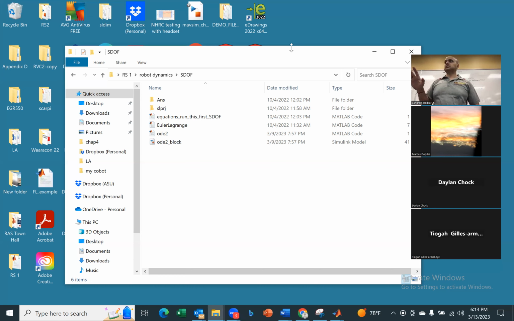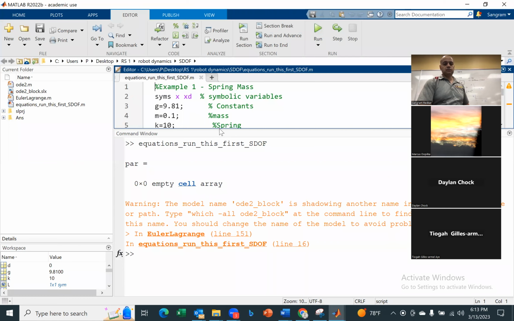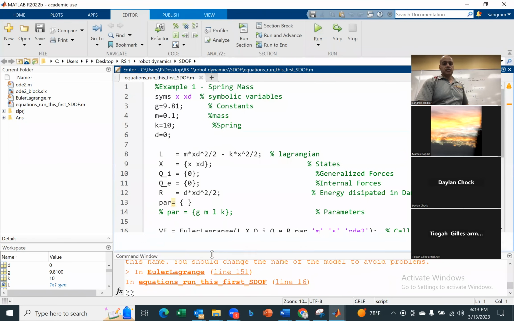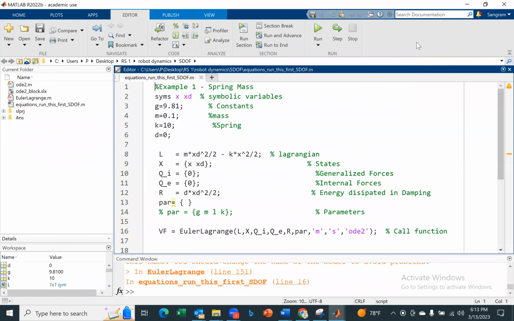Everyone understood this? Okay. Now first and foremost, click this code, which is example spring mass. Everyone, is this code in front of you? Okay. Now before we even do anything, let's make sure that our environment variables are set properly, and then we can just go to the editor and click run.